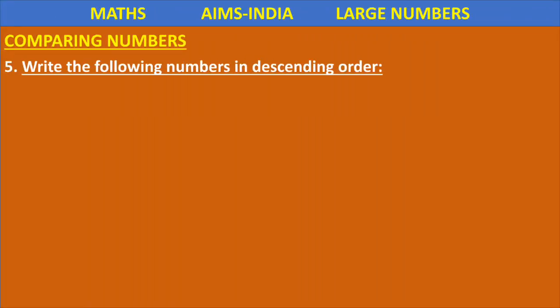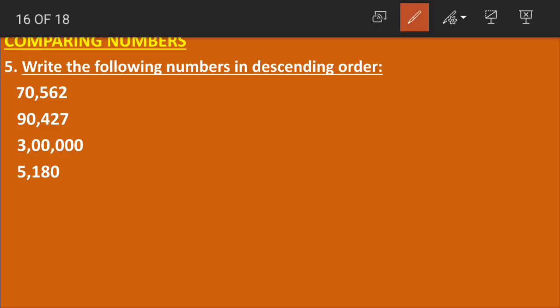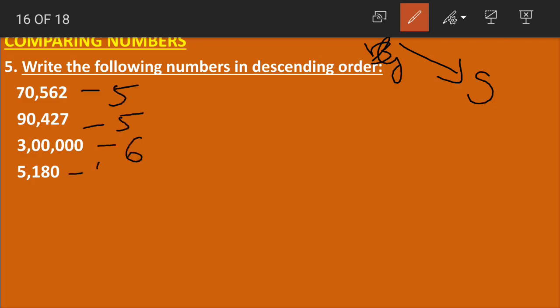Moving on, write the following numbers in descending order. We are given 4 numbers here. We have to write these 4 numbers in descending order. What does descending order mean? Descending order means decreasing order, which means from big to small, from the greatest number to the smallest number. If we look at the given numbers, the first has 5 digits, second has 5, third has 6 and the last one has 4 digits. Now the number with the greatest number of digits is 3 lakhs. It has 6 digits. So this becomes the greatest number.